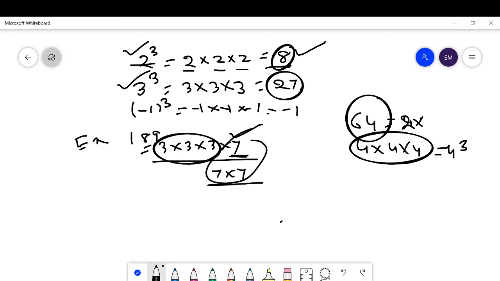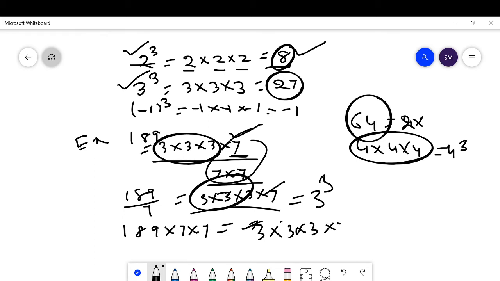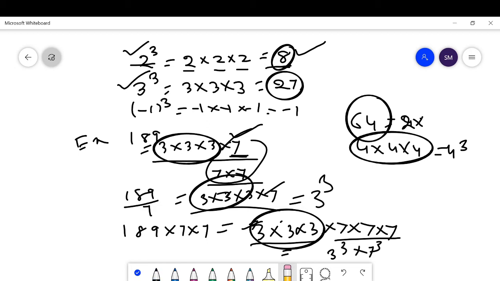Then if we divide 189 by 7, it is a perfect cube. What remains? 3 into 3 into 3. Then this is a perfect cube, 3 cube. Otherwise, if we multiply 189 by 7, then on the right side what do we get? We get 7 into 7, then it is a triplet. Yes, it is a perfect cube. It is 3 cube into 7 cube.